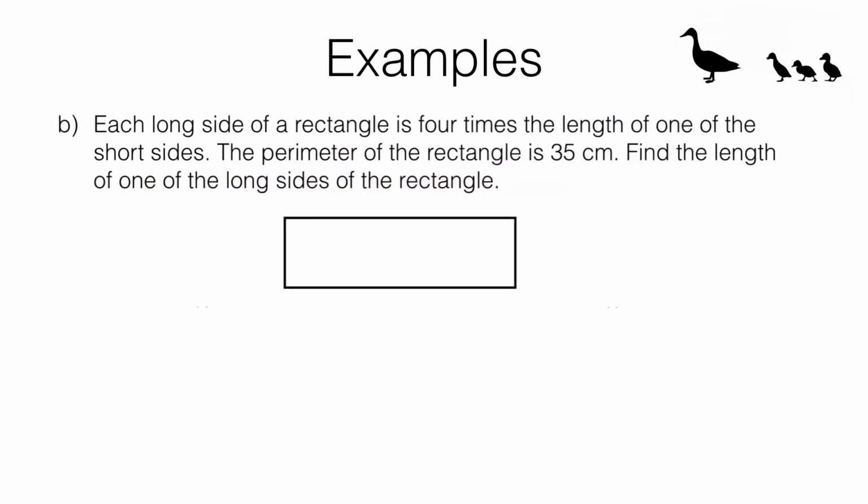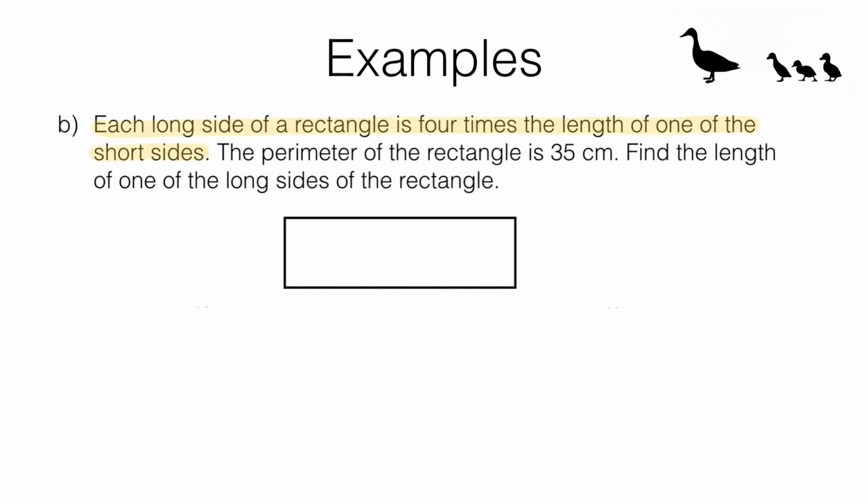Moving on to question B. Each long side of a rectangle is 4 times the length of one of the short sides. The perimeter of the rectangle is 35 centimeters, and we need to find the length of one of the long sides of the rectangle. Now, to start with, we don't know what any of the lengths are, but we do know that the long side is 4 times the length of the short side.